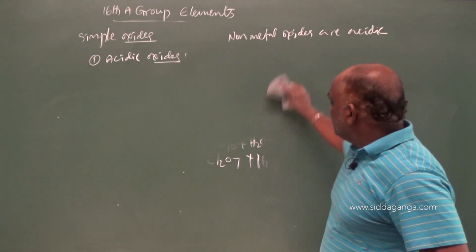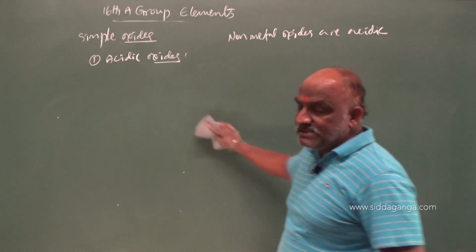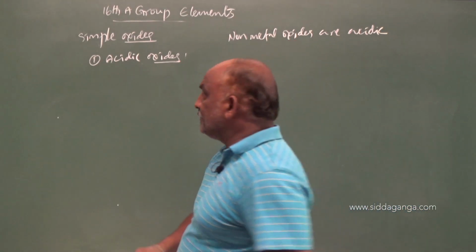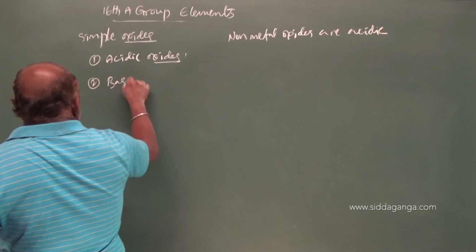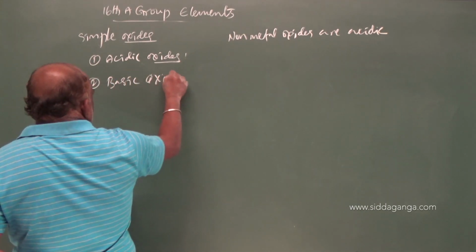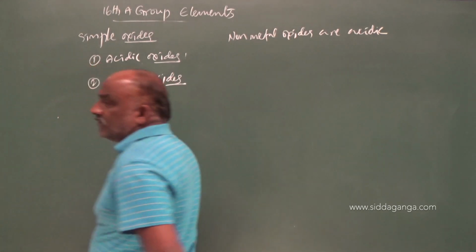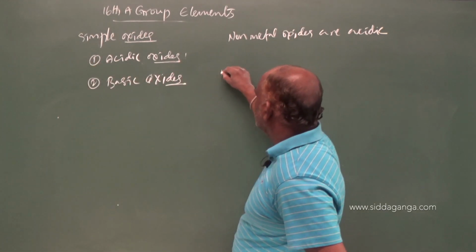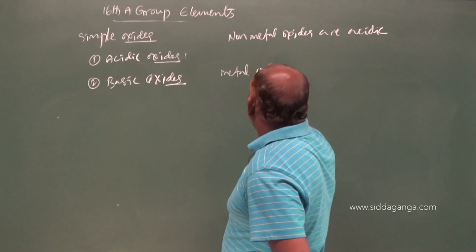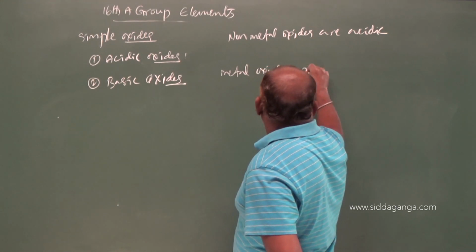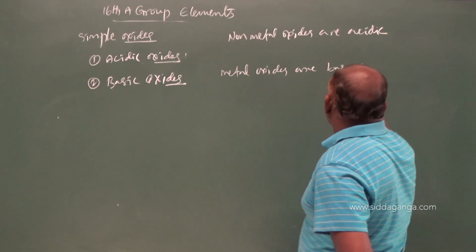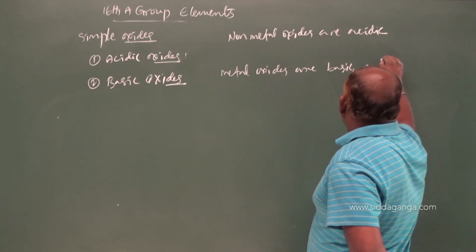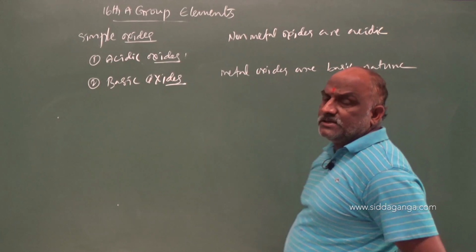Basic oxides neutralize HCl solution, that is, metal oxides. Metal oxides are what? Bases; metal oxides are basic in nature.